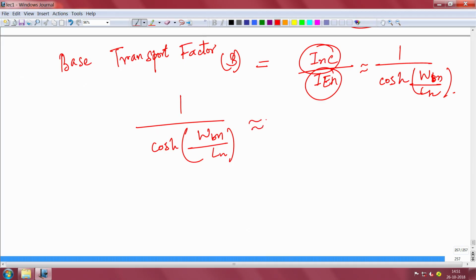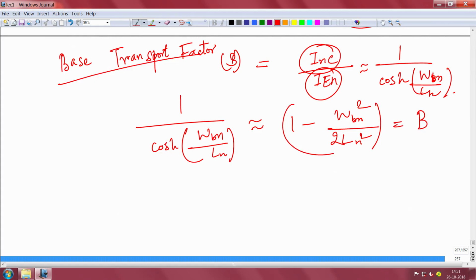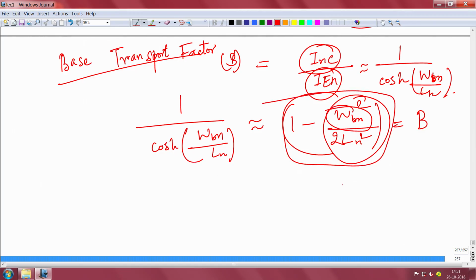This whole thing can be approximated as 1 minus WBN square by 2 Ln square. So this is your B, the base transport factor. The base transport factor improves if this quantity becomes smaller, which means this ratio has to approach 1, which means the base width has to be narrow. So a narrow base width also helps improve your base transport factor.